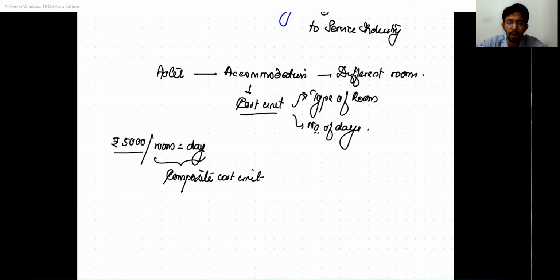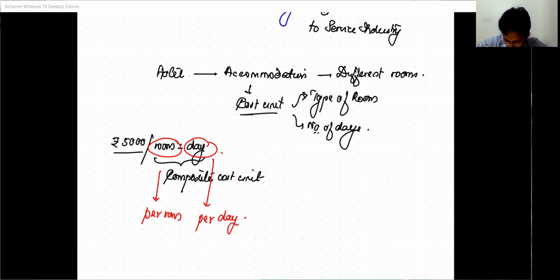Why do you say that it is a composite cost unit? It is called a composite cost unit because it has got two parts. Which are these two parts? Room as well as day. So room stands for per room and day stands for per day. So per room plus per day is combined together to get it as per room day.